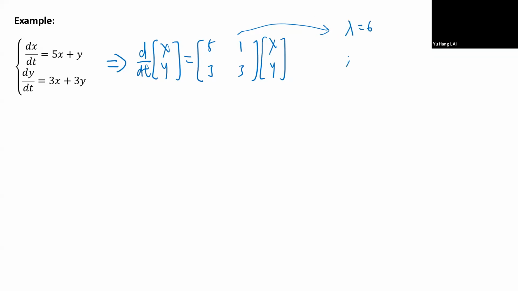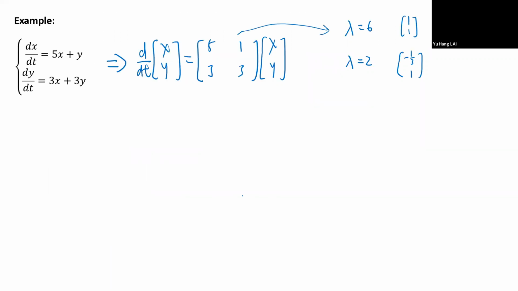One is lambda equals 6, the other is lambda equals 2. The eigenvector for lambda equals 6 is (1, 1), and for lambda equals 2 it is (-1/3, 1). Okay. So then the general solution is that you can immediately write down this one.